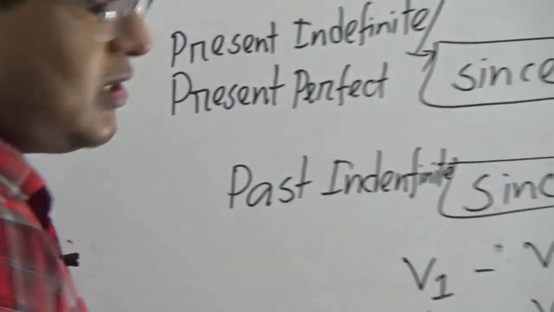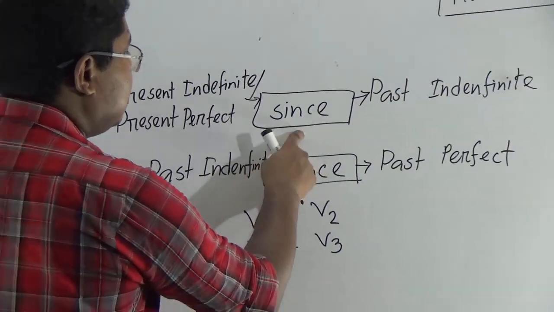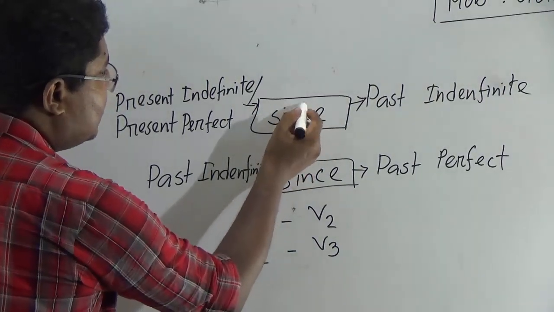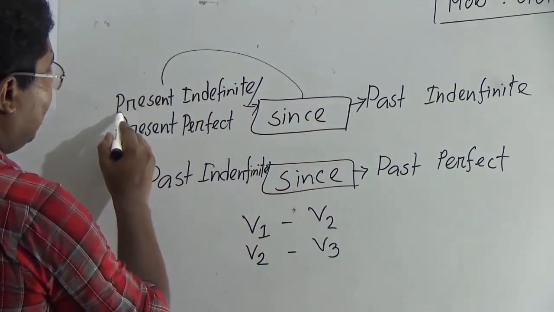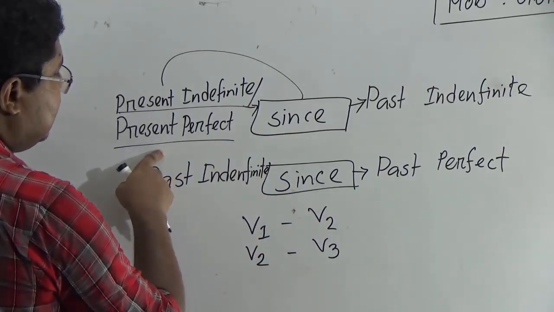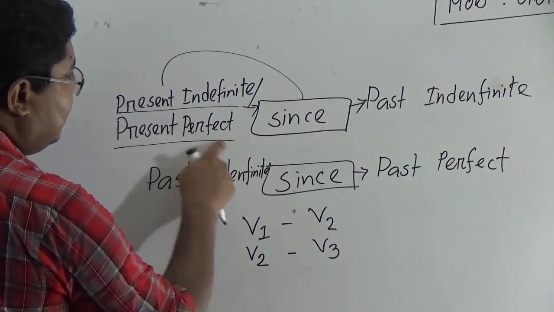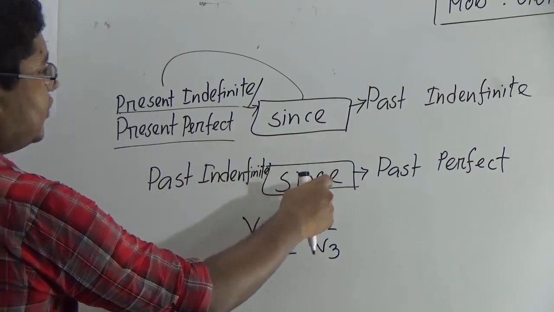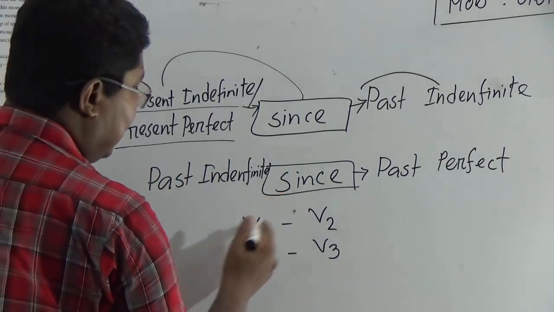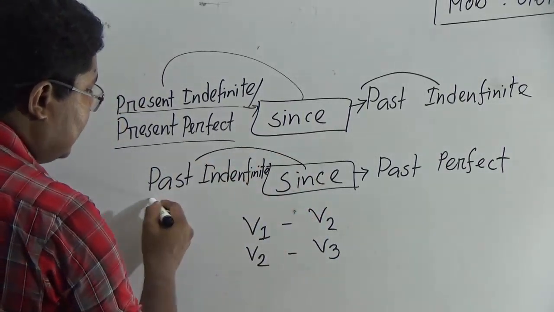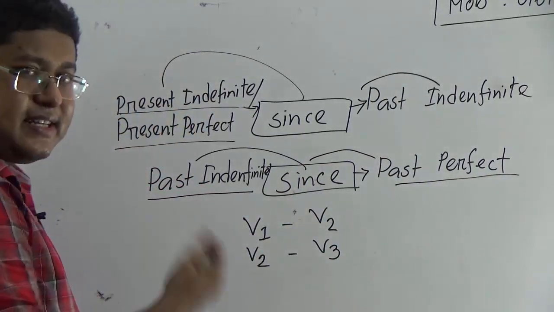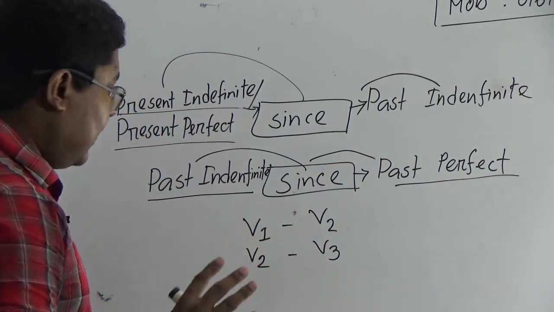Since is a conjunction. So this since will connect two sentences at a time. If before since, the tense is present indefinite or present perfect, then after since, what will we do? Past indefinite tense. Then the rule number 12: if before since past indefinite tense comes, we will use past perfect tense after since. Okay, let me clear it again.